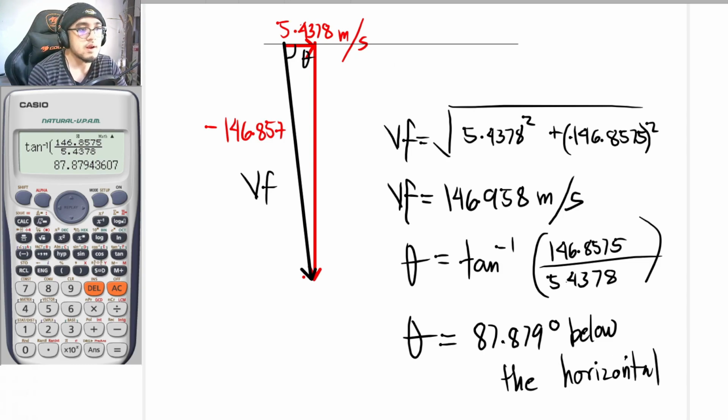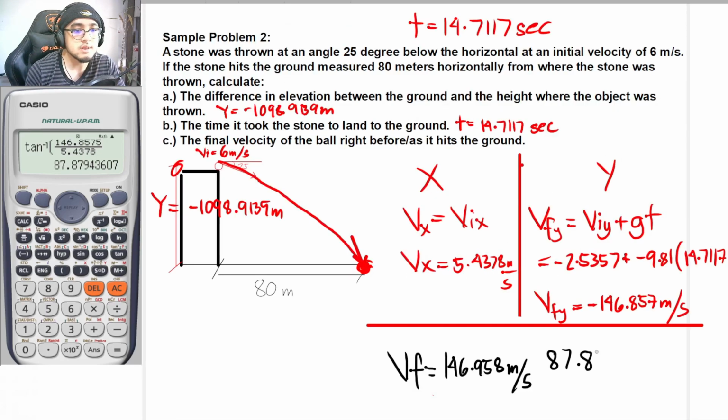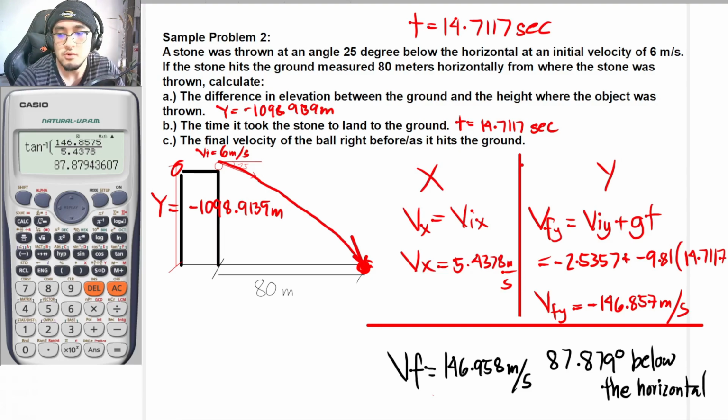So our answer here is VF equal to 146.958 meters per second with a direction of 87.879 degrees below the horizontal. So there.